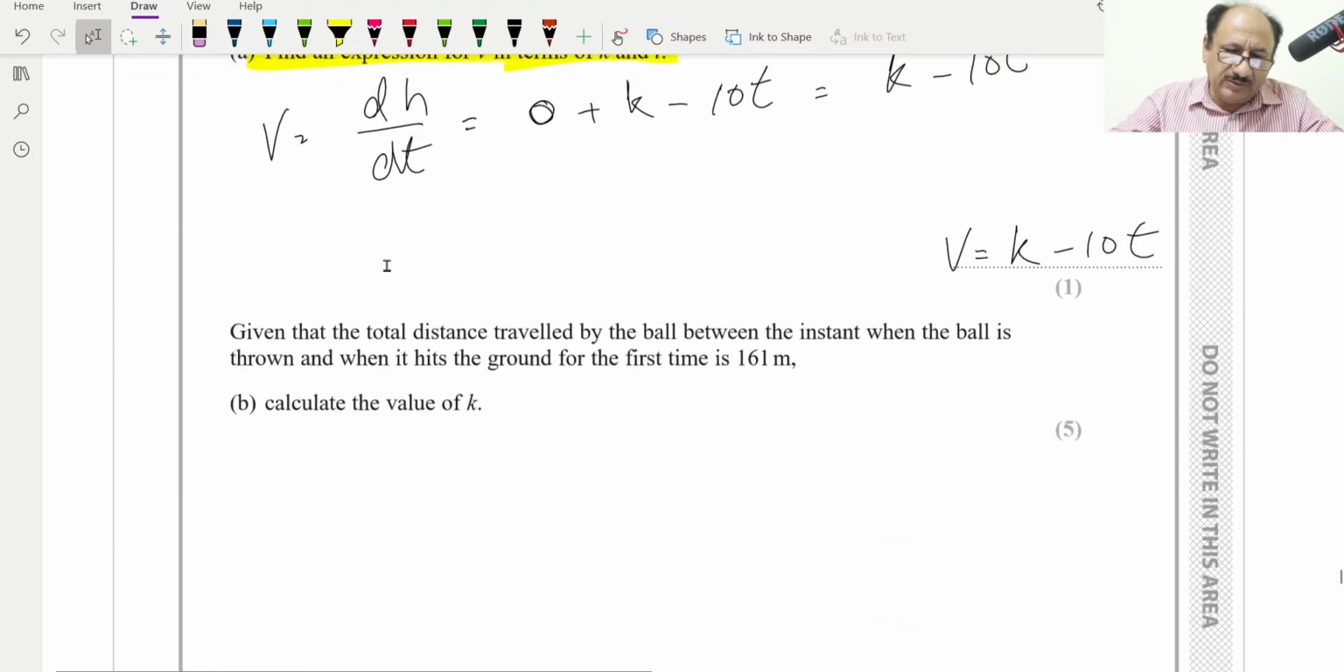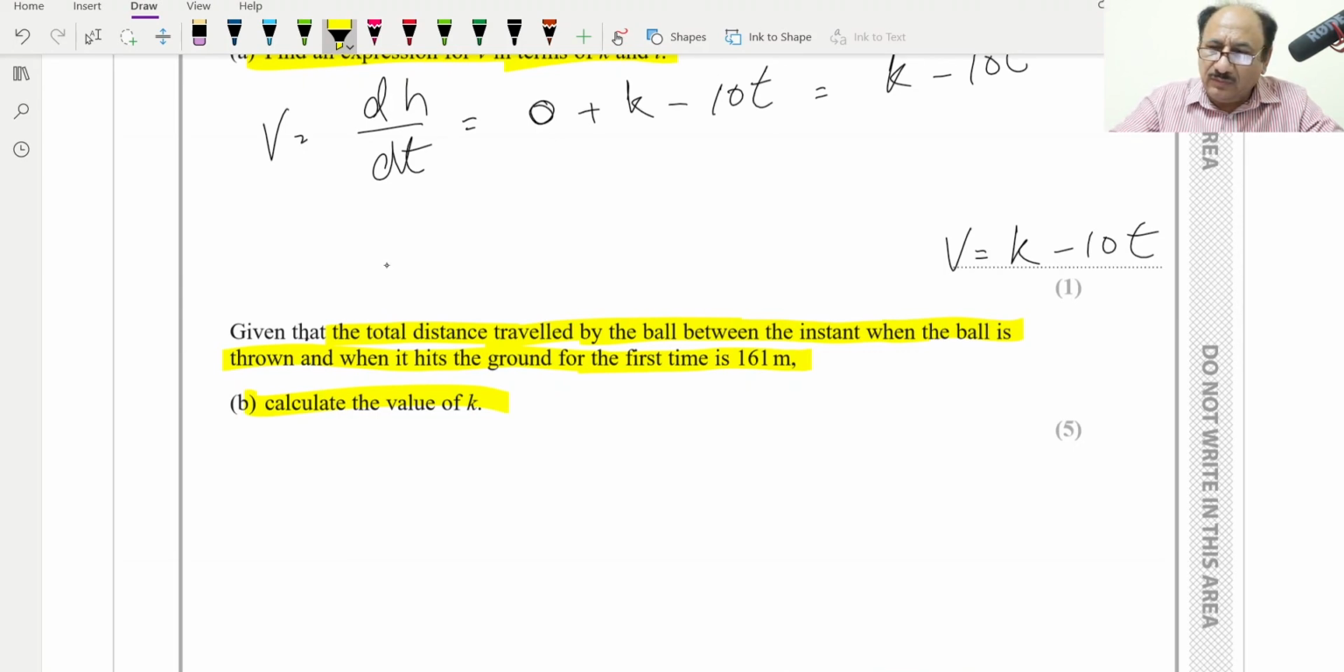Then given that the total distance traveled by the ball between the instant when the ball is thrown and when it hits the ground for the first time is 161. Calculate the value of k.